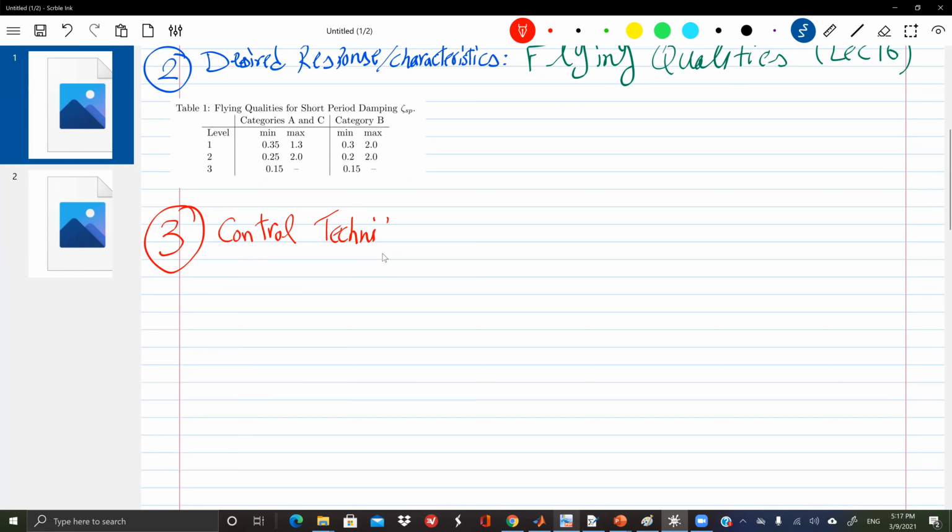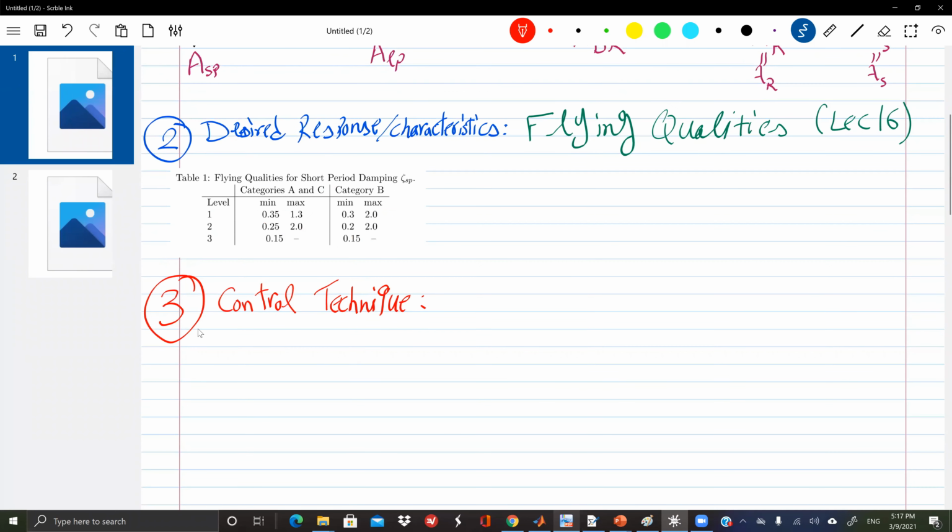Control technique, technically we call it control law. What is the method for your control? Are you going to use a PID controller, for example? Is it P, PI, PD, PID, lead, lag? Are you going to use robust control, H infinity, optimal control? What are you going to use? For just this class, it's not a control class. And frankly speaking, the entire control theory is about this third step.